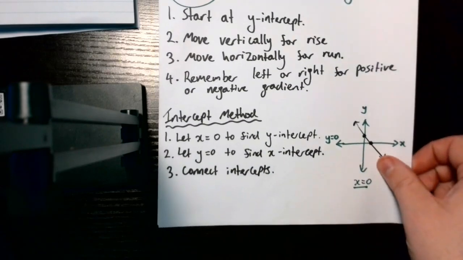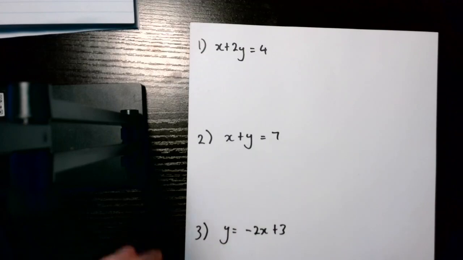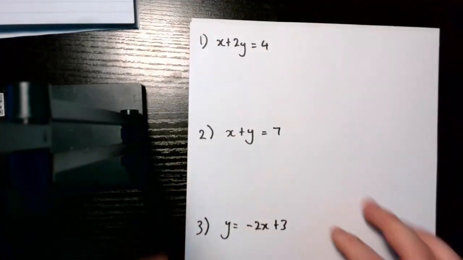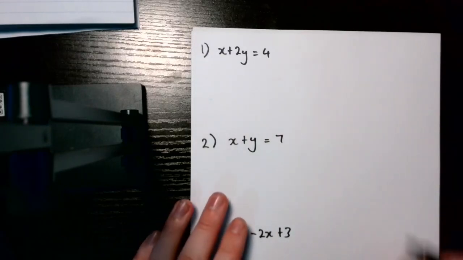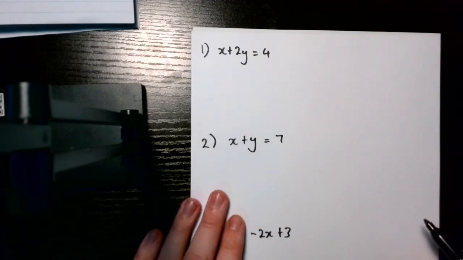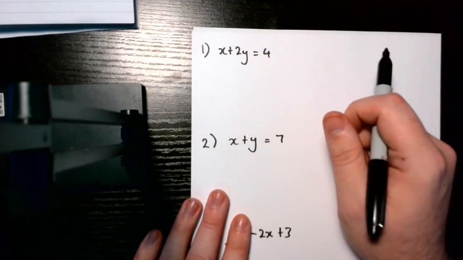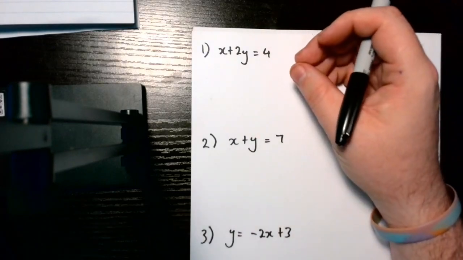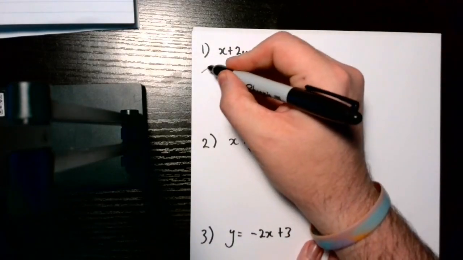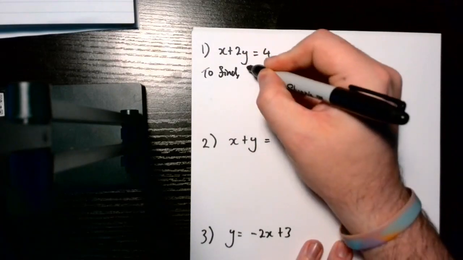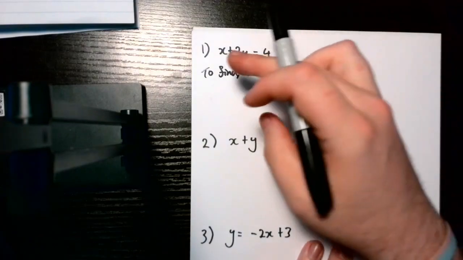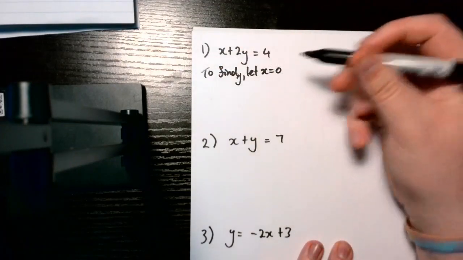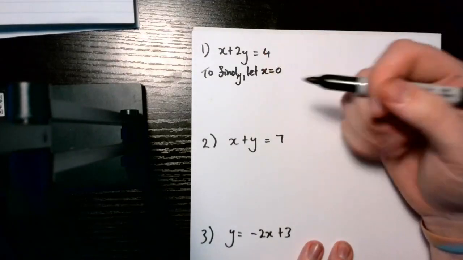So, let's move on to another sheet. We're going to now graph these several lines using the intercept method, and I'm going to walk you through the steps. They're a little bit more involved than what you've done previously, but we're just going to talk about them. So in this particular step, we want to find the y-intercept first. So I always like to write, to find y, let x equal 0. If we want to find y, we let x equal 0, and we move from there.